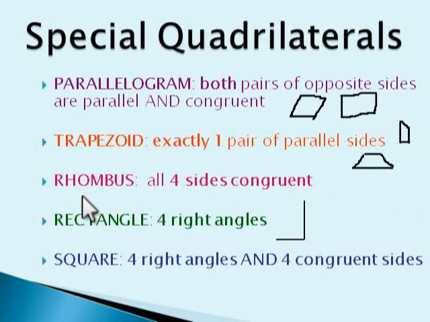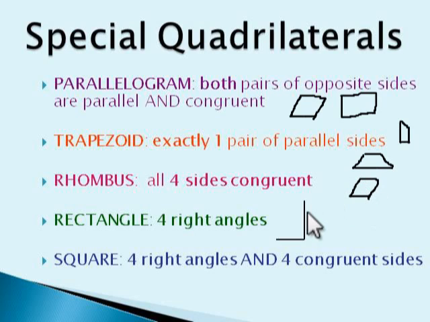A rhombus. A rhombus has 4 sides that are congruent. Traditionally, that would be like a parallelogram, but all the sides are the same length. So 4 sides, each side is the same length.